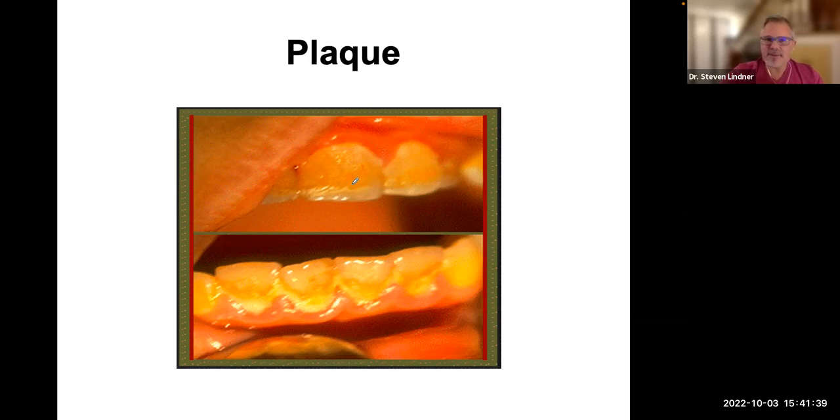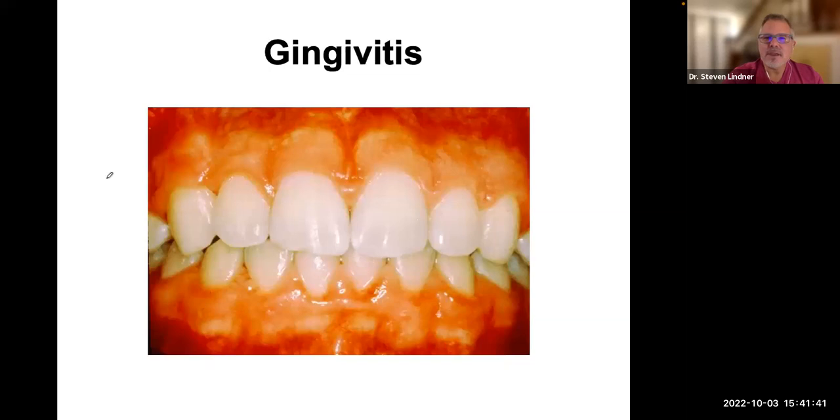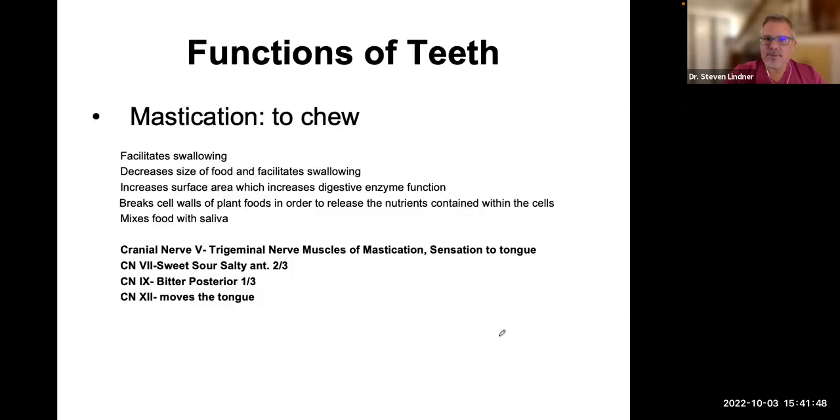Simple advice. Here's gingivitis, red, swollen gum line. Gingivitis, inflammation of the gingiva. Now, in terms of the teeth, their primary function is chewing. We call chewing mastication. You chew the food long enough to help facilitate swallowing.